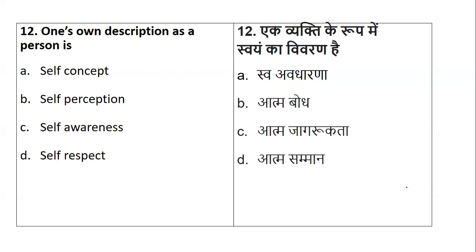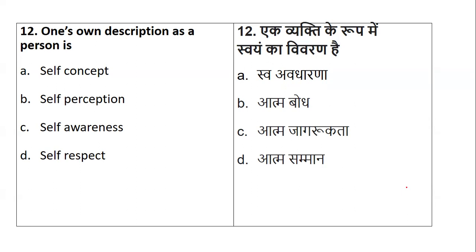Now, if you are describing yourself as a person, meaning as a self, what do we call that? The options are: self-concept, self-perception, self-awareness or self-respect. So it is a description as a person, it's defined as what? Do we understand it as self-concept? Do we understand it as self-perception? Do we understand it as self-awareness, or do we understand it as self-respect?